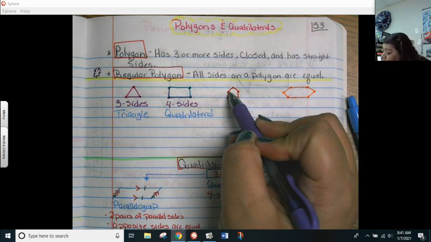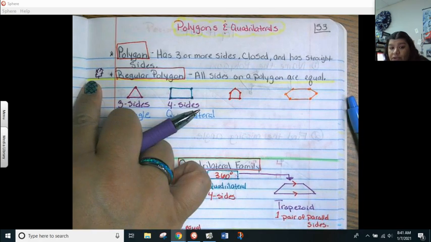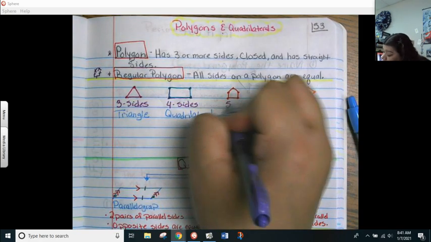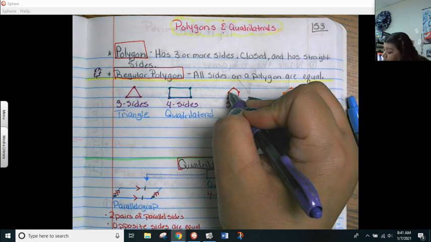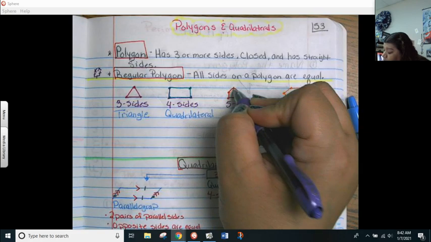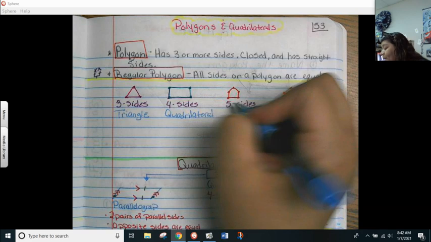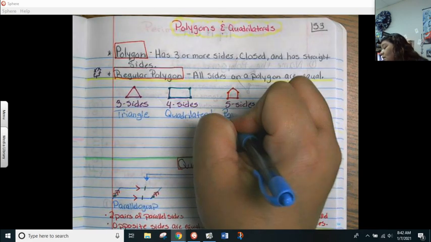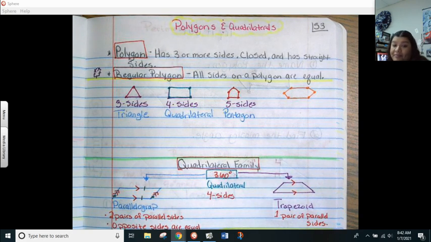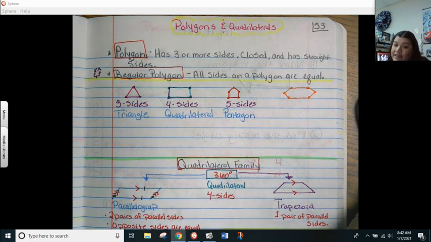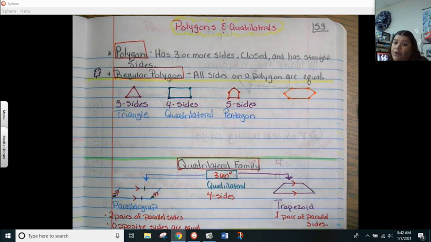We have 1, 2, 3, 4, 5, okay? I kind of showed this to you over here. So this is a 5-sided figure. So it has 5 sides, 5 vertices, 5 angles, okay? A 5-sided figure is called a pentagon. Pentagon. Okay? Just like that. And it's any 5 sides. It doesn't have to look exactly like that. As long as it has 5 straight sides that are closed, we're good.